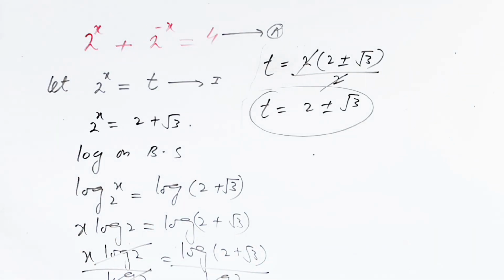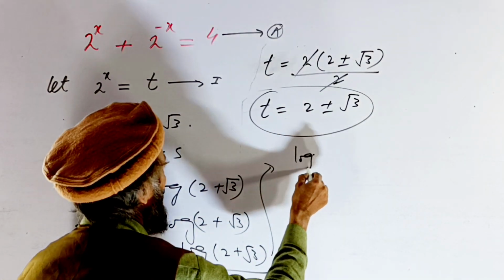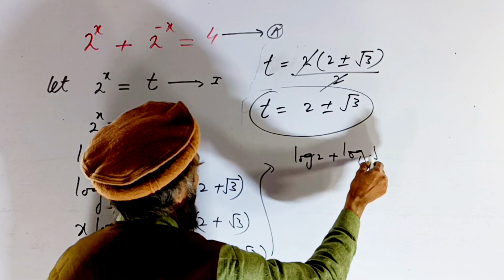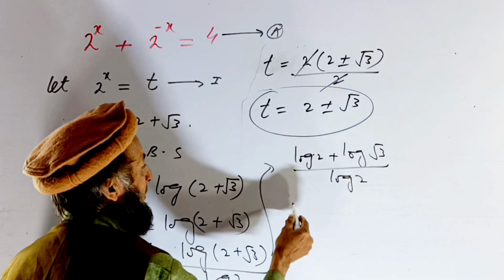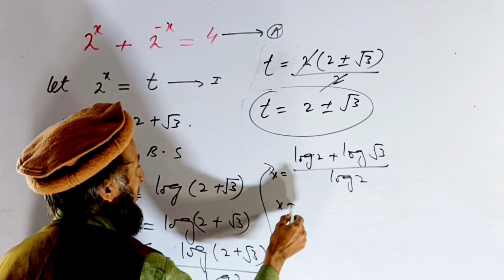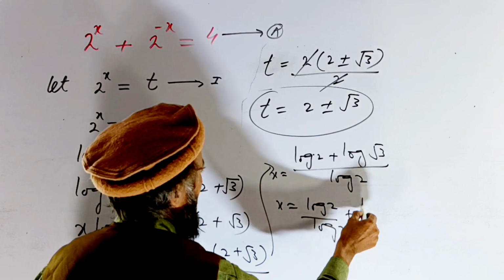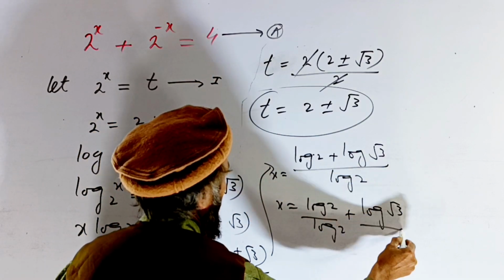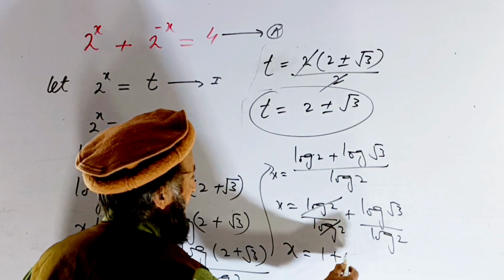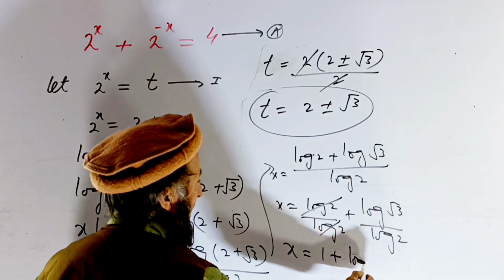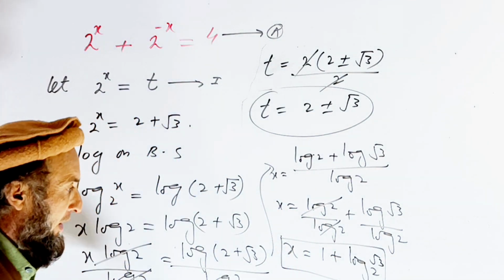The log 2 cancels on the left side and we get x. We also simplify this result: x = log(2 + √3) / log 2. One of the solutions we get is x = log(2 + √3) base 2.